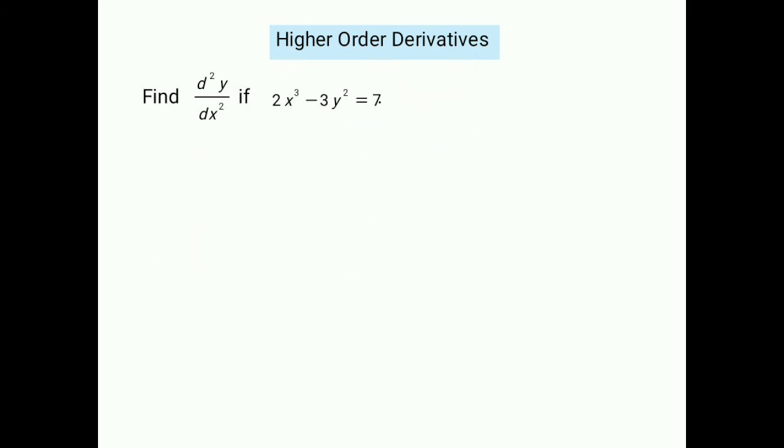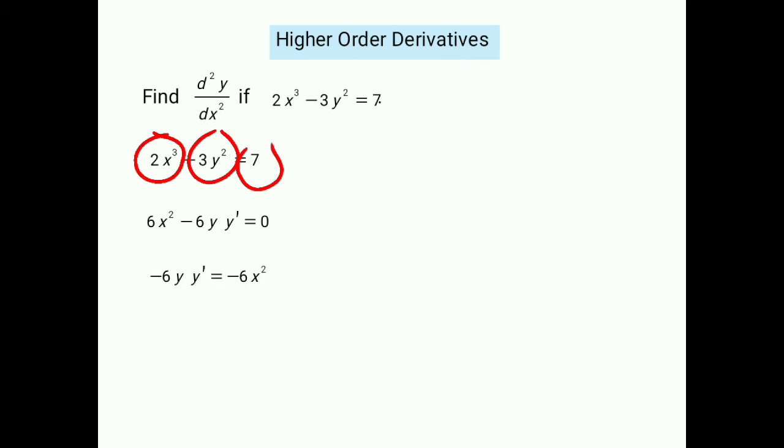So, for example, find the second derivative of 2x cubed minus 3y squared is equal to 7. So, higher order derivatives. Let's try evaluate the second derivative. First, let's solve for the first derivative. So, that's just the first derivative, 6x squared minus, natutunan natin kanina, negative 6y y prime, and this is 0. Then, solving for y prime, we have y prime is equal to x squared over y, diba? So, this is the first derivative.